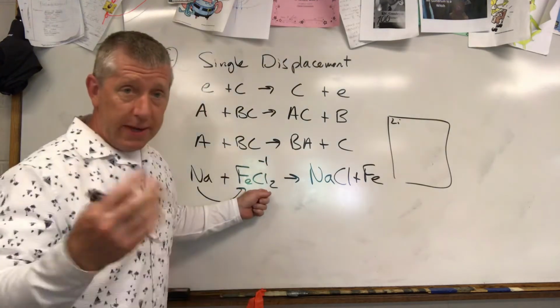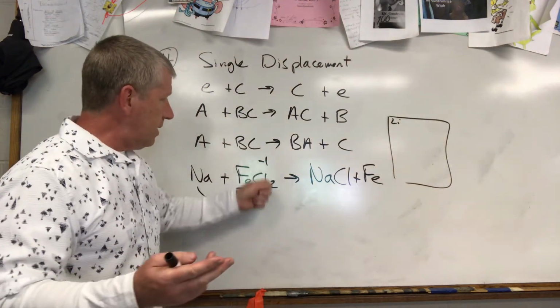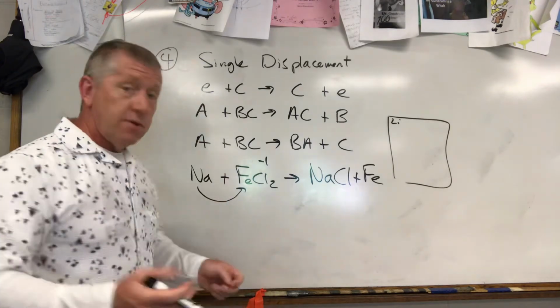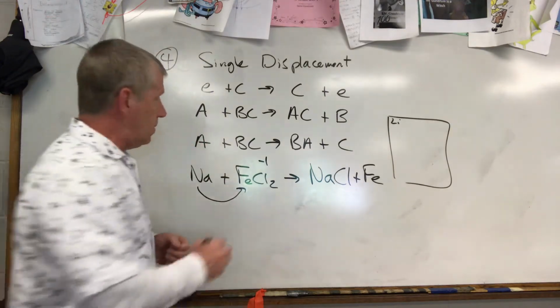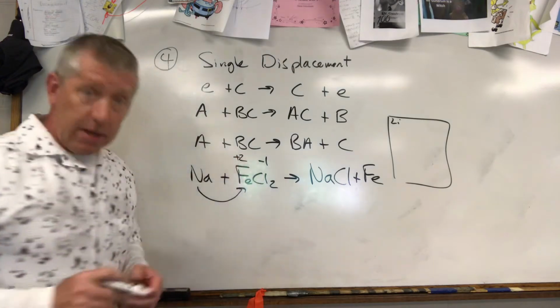Because chlorine's always a -1. There are 2 of them. So 2 times -1 is -2. It's a -2, so you have to balance that with a +2. So this must be iron 2 chloride.